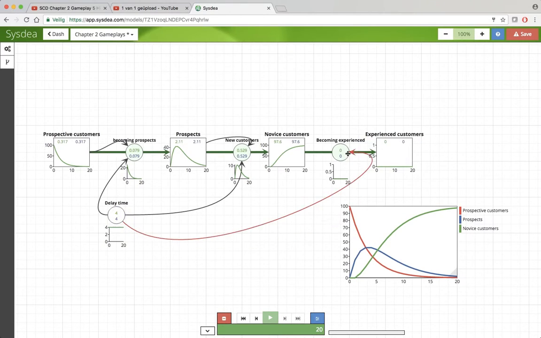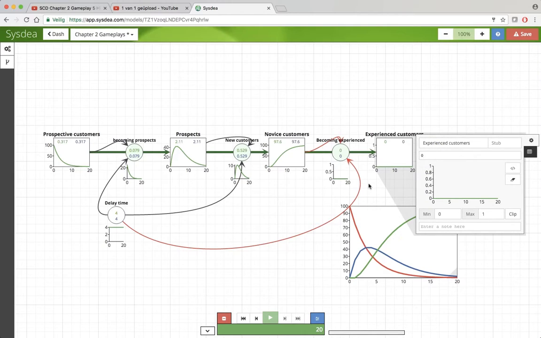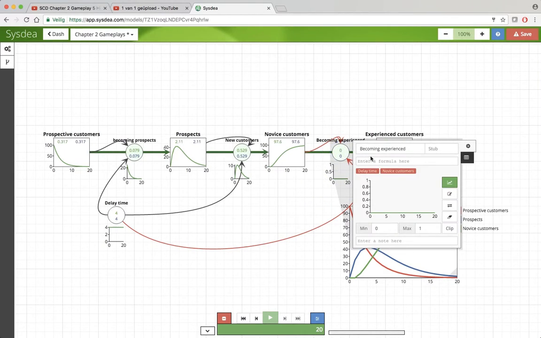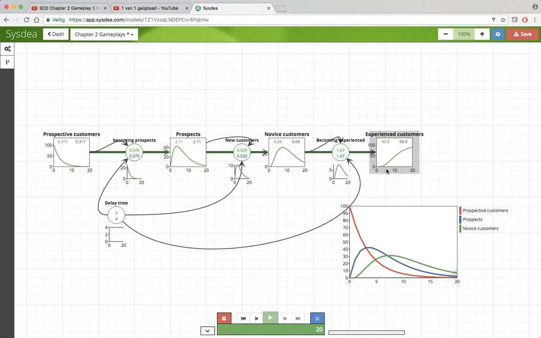And let's copy the same formula again here. So this one should be 0. It is by default, but still novice customers divided by those formulas. And this is what you get. So now we have a third order material delay. And by now the behavior has become really complex.